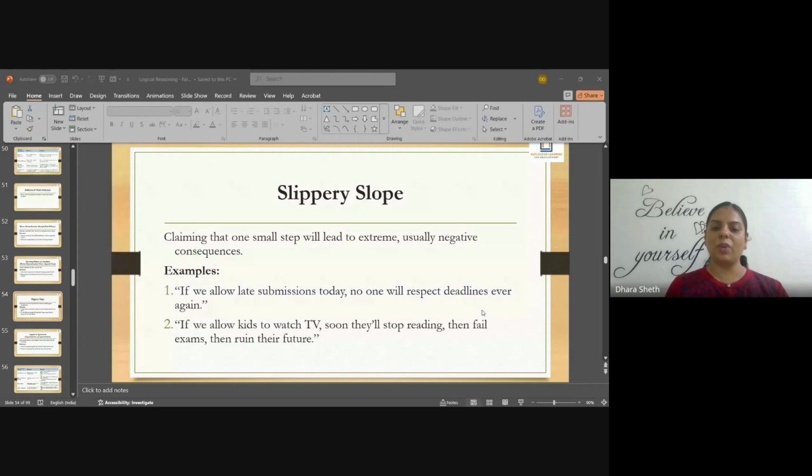If we allow kids to watch TV, soon they will stop reading and then fail their exams and ruin their future. Watching 1 hour of TV will not ruin their future, but this is an example of slippery slope. Clear with this?